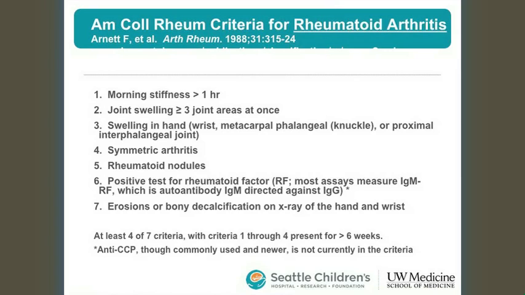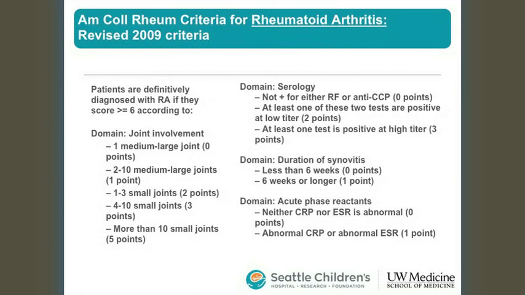And most assays concentrate on the IgM rheumatoid factor, because that's the most common. You can have an IgA rheumatoid factor, an IgG, but the common assay commercially available is an IgM. And you'll notice anti-CCP wasn't in there. There's no anti-CCP in there until recently, and this is what the new criteria look like.